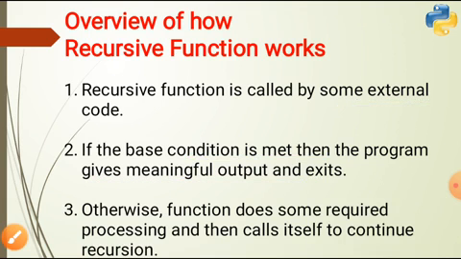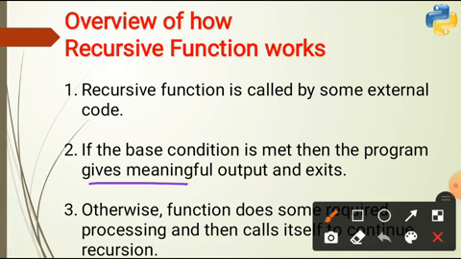Otherwise, it repeats again and again without any endpoint. Otherwise, the function does some required processing and then calls itself to continue the recursion. Suppose it calls itself again and again. What happens? The program will never come to an end. This thing happens in a recursive function. That is why, if the program gives a meaningful output, then it executes. Otherwise it won't stop, and it executes again and again.